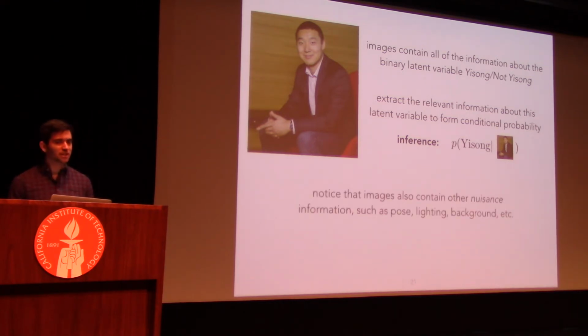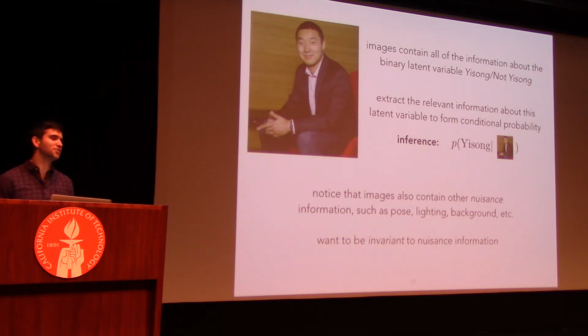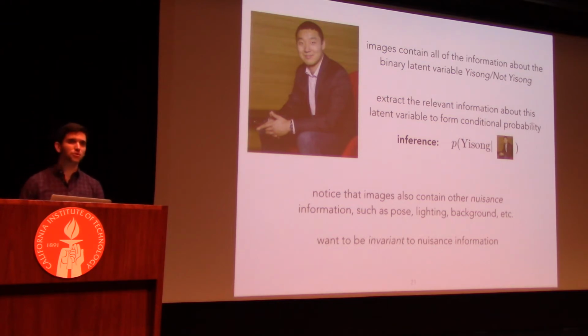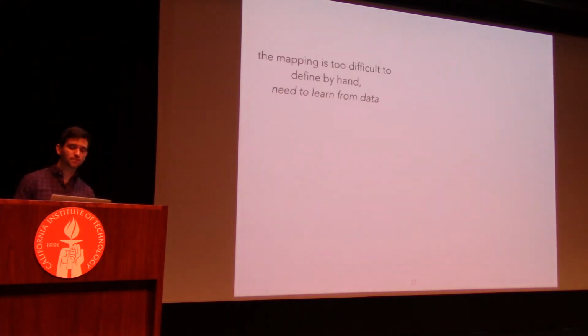And you'll also notice that whether or not this is Yisong isn't the only information in this image. There's a lot of extra, what's called nuisance information, such as what clothes Yisong is wearing, what pose he's in, whether or not he's smiling, what the background is, all the lighting. Everything of this variety is also encoded in this image, and we want to be invariant to this nuisance information. We don't want differences in pose, lighting, or clothes to affect whether or not we can say it's Yisong.